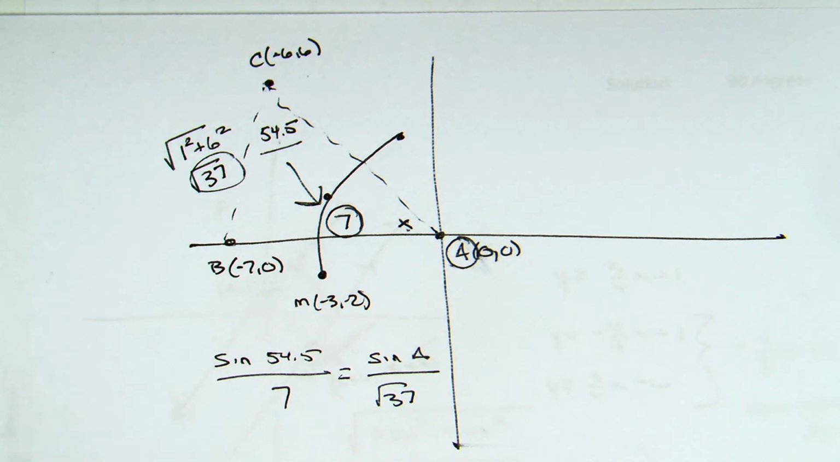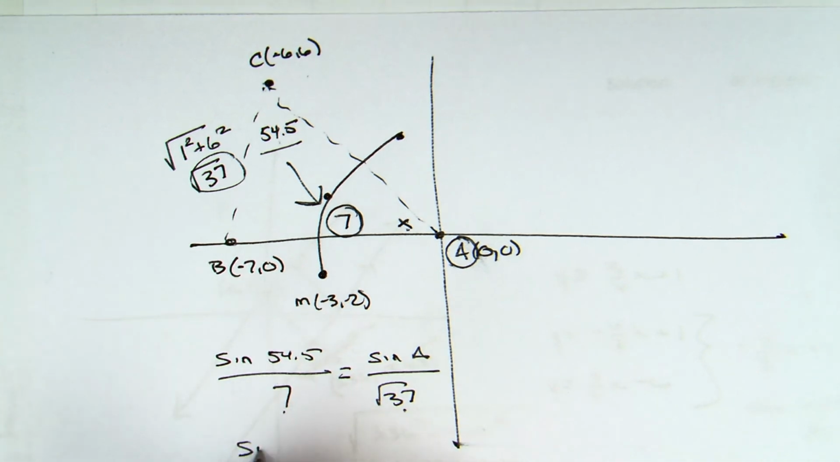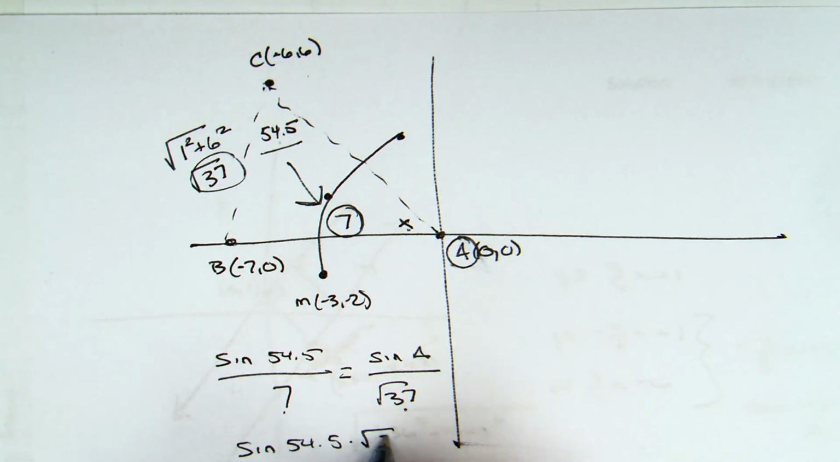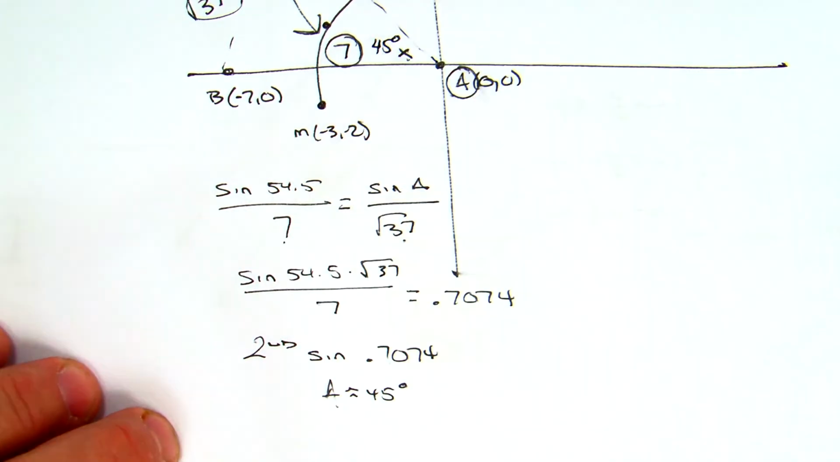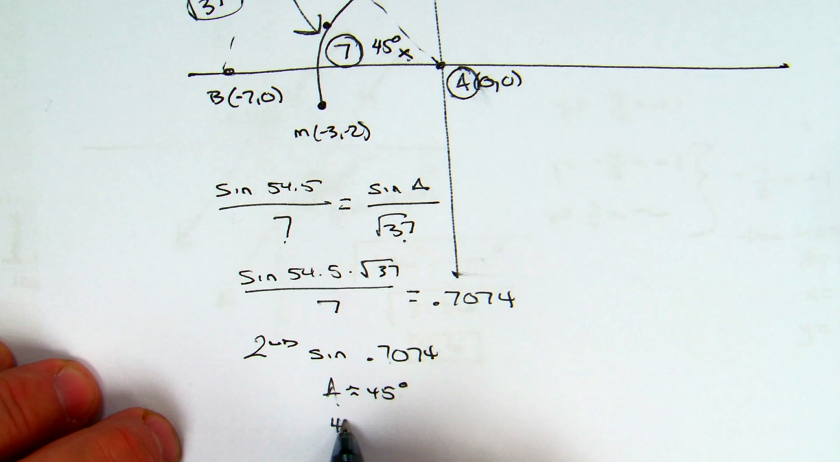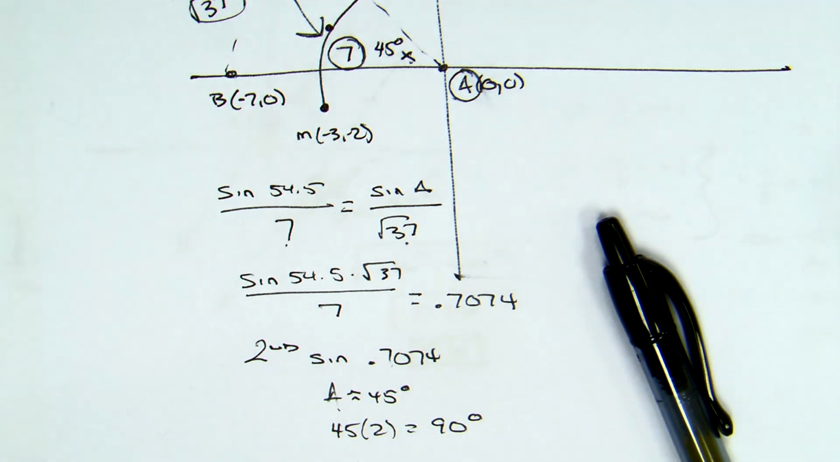I'm going to multiply the sine of 54.5 times the square root of 37, and divide that by 7. That comes out to be 0.7074. Now remember, we go to a calculator and hit second sine of 0.7074. That gives us angle A of approximately 45 degrees. What a nice number that is. If this is 45 degrees, remember the amount it travels is that times 2, which gives me my final answer. So that's how you do those.